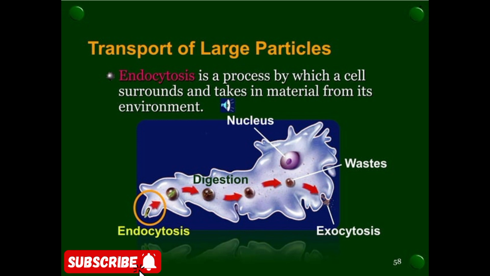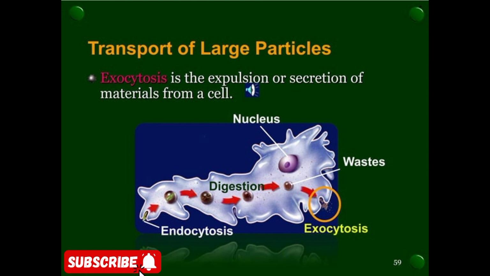Transport of large particles. Endocytosis is a process by which a cell surrounds and takes in material from its environment, clearly shown here in the diagram. And transport of a large particle from the cell into the outside environment is known as exocytosis. So exocytosis is the expulsion or release or secretion of material from a cell.